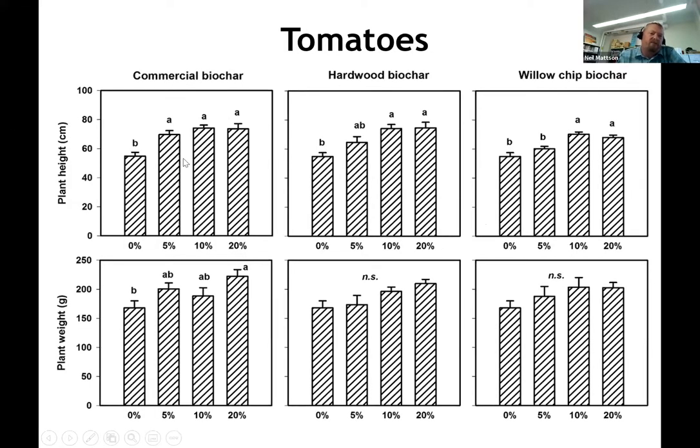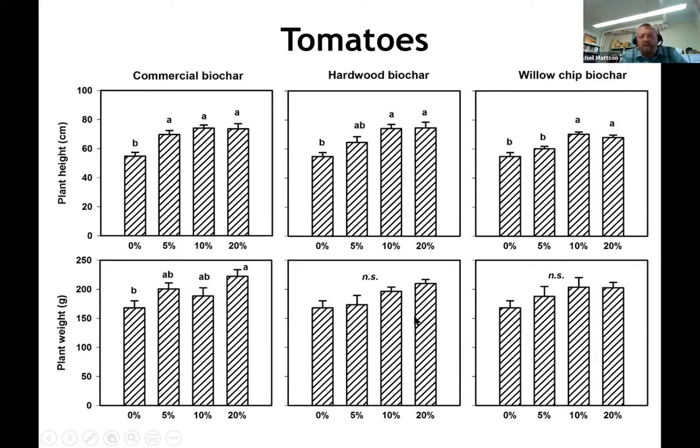Okay, then we'll look at tomatoes. For tomatoes, which we think of as a heavier feeding crop, if you look at plant height, notice that we see increased plant height at 5 to 20% for commercial biochar, and then especially at 10 and 20% for the hardwood biochar and the willow chip biochar.